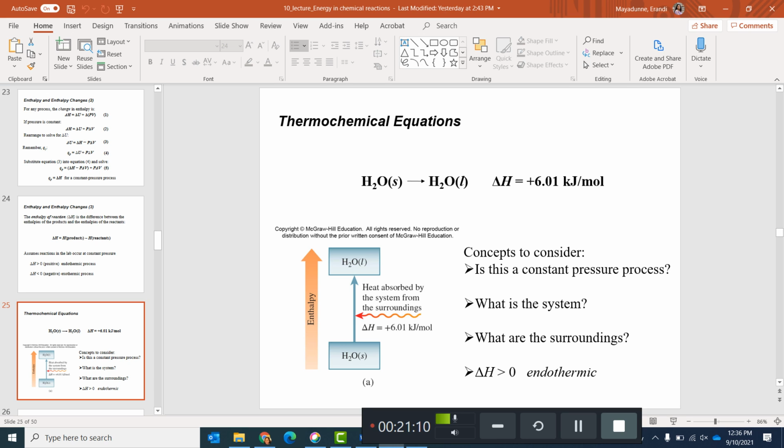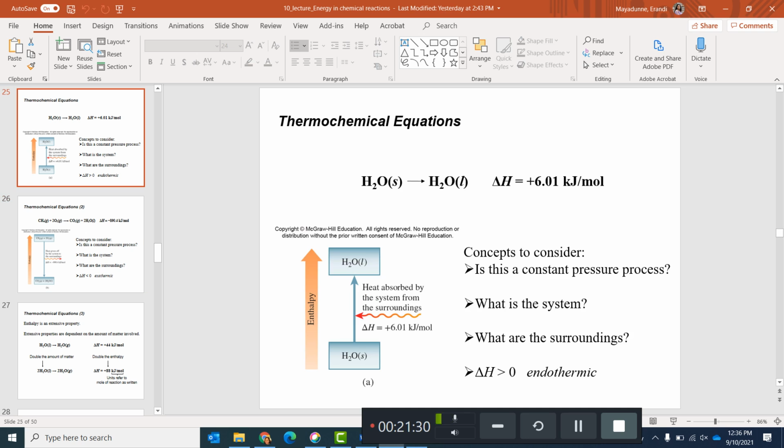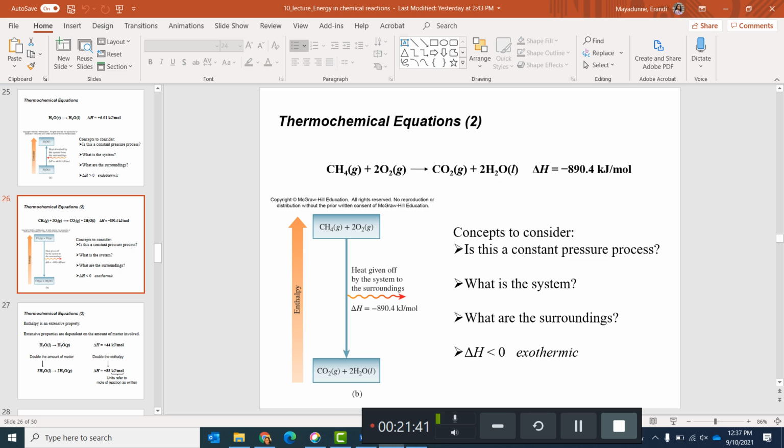In thermochemical equations, the thermochemical equation is important. When you have the thermochemical equations, the sign of the delta H: positive, endothermic; negative, exothermic. And also, what is the system, what is the surrounding, those things you need to know. If you take this equation, this is water solid becoming water liquid, that is melting, right? So it's positive, it's an endothermic reaction. This is methane gas combustion, methane gas combining with oxygen. So this is releasing heat, this is the exothermic reaction.